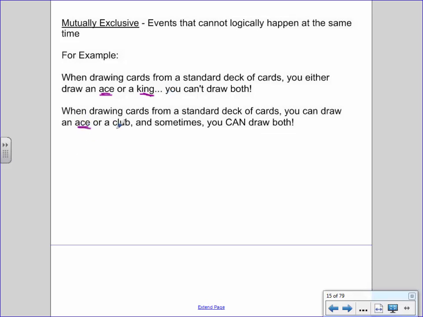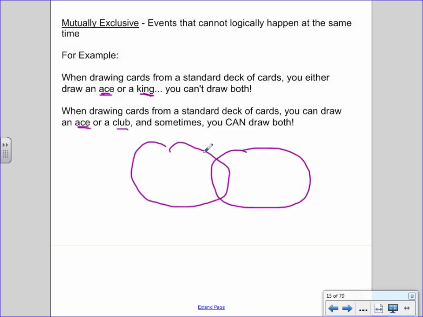But if I tell you to draw an ace or a club, that's not mutually exclusive because there is one card that is both an ace and a club. We call it the ace of clubs, right? So you always have to be careful that sometimes something might be in both categories. We often use a Venn diagram for these. If these were aces and these were clubs, there would be one card in the middle, which is the ace of clubs. And because of that, the second one is not exclusive.